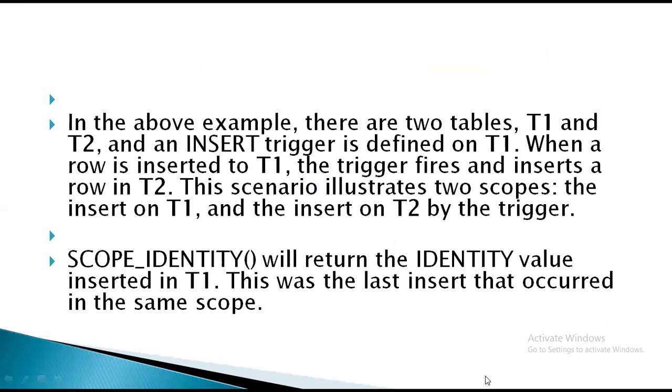Like in the above example, there are two tables, table 1 and table 2, and an insert trigger is defined on T1. When a row is inserted into T1, the trigger fires and inserts a row into T2. This scenario involves two scopes: the insert on T1, and second, the insert on T2 by the trigger. SCOPE_IDENTITY will return the identity value inserted in T1, that was last inserted in the same scope. And @@IDENTITY is going to return the value changed by the trigger on the identity column.